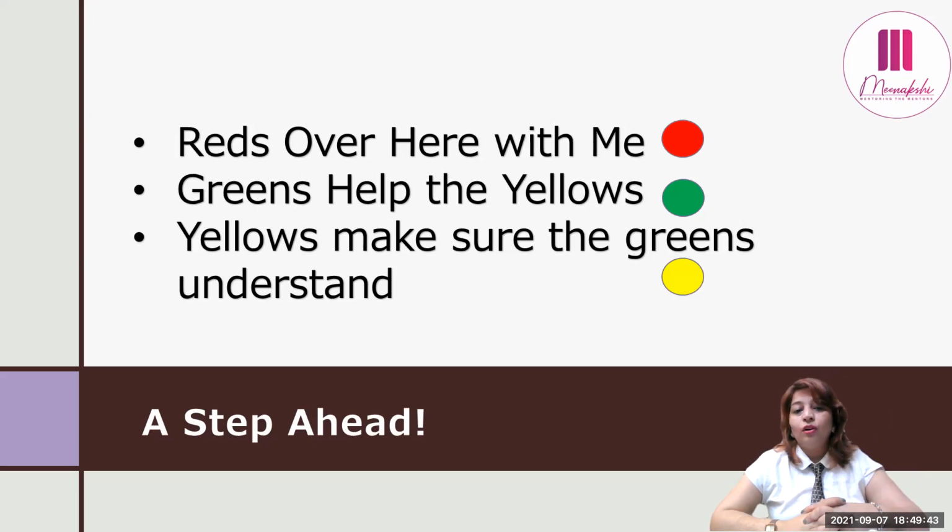And yellows make sure the greens understand. Yellows, when they go to the greens for seeking help, they also should come up and say, yes, now the topic is clear, or maybe the greens are also not clear enough. They also need some kind of guidance from the facilitator.